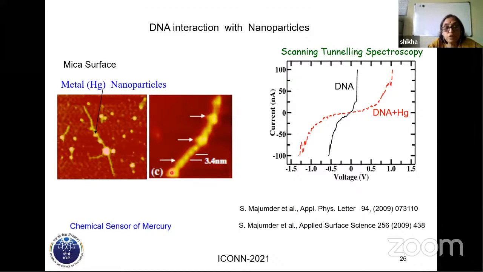If you see the DNA in high resolution AFM, here you will see base pairs which are separated by 3.4 nanometer. They have not been disturbed. And here the mercury is sitting. These are the mercury nanoparticles that have been generated within the DNA.